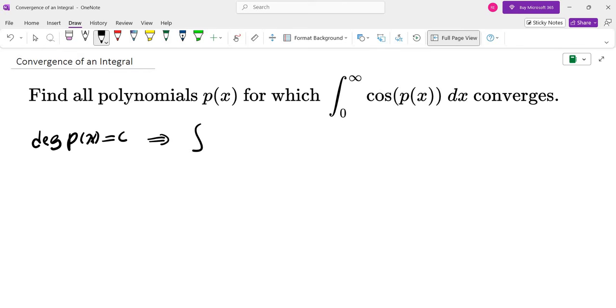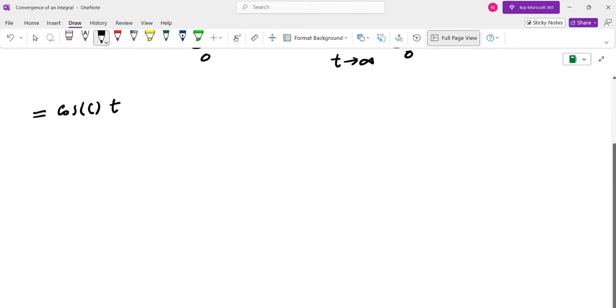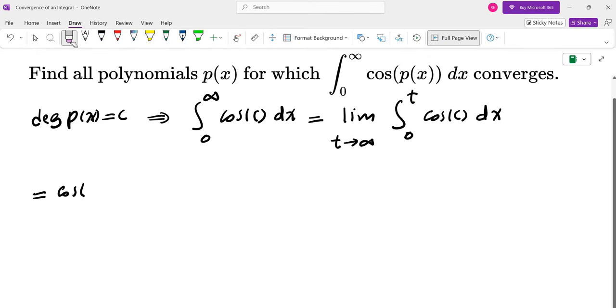So what does that give us? Integral from 0 to infinity of cosine of c dx. This is the limit as t goes to infinity of integral from 0 to t of cosine of c dx. And this would be cosine of c times t. And when you take the limit of that, you either get infinity or you get 0. You could also get negative infinity, but in any case, this is convergent.